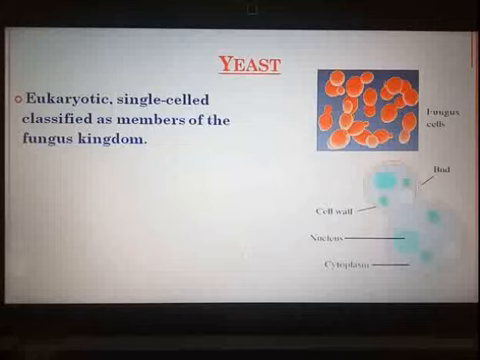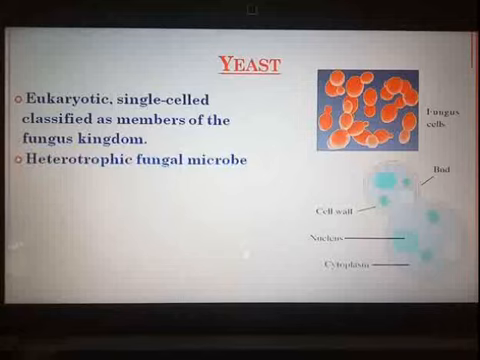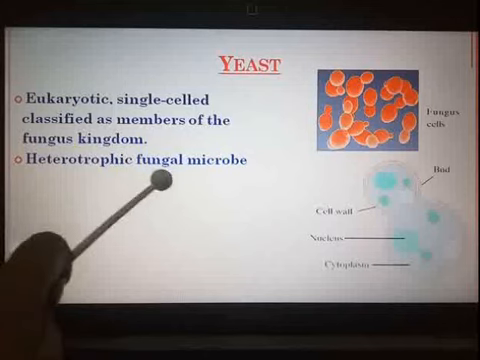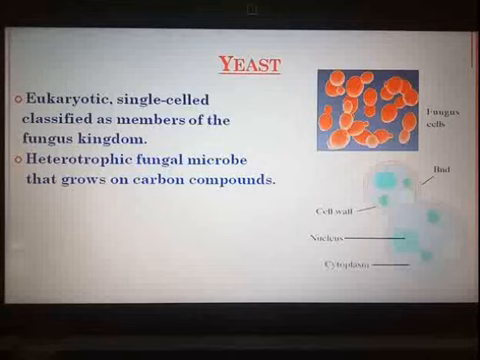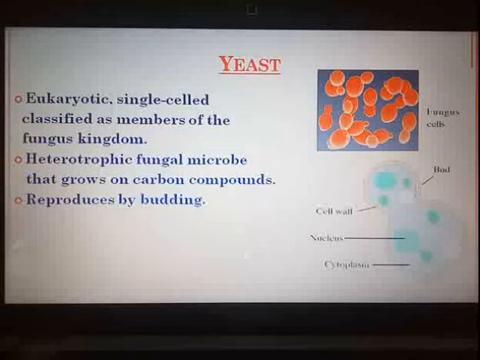It is a unicellular fungus with 1500 different species in existence in this universe. It is a heterotrophic fungal microbe that grows on carbon compounds. And what happens here? Yeast grows and multiplies very quickly due to the carbon compounds in the sugar solution. Reproduction mode is asexual by the process of budding.